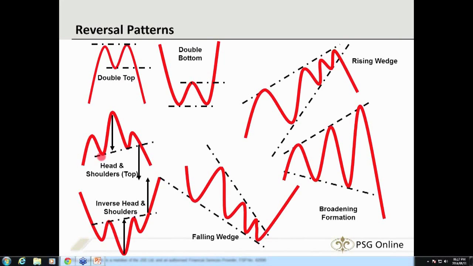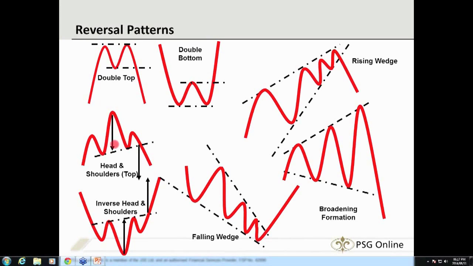As the name implies, there's your left shoulder, there's your head, there's your right shoulder, and you connect the two support levels together. That's what they call the neckline. What's important is that you only act on the breakout of that support trend line. And what's useful about the head and shoulders formation is that you can start using what they call price projection.